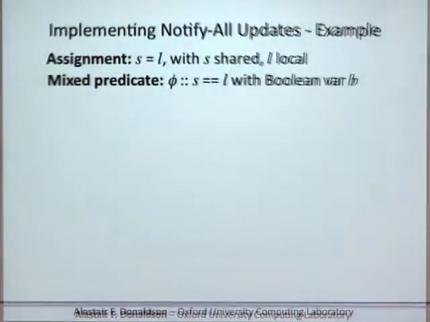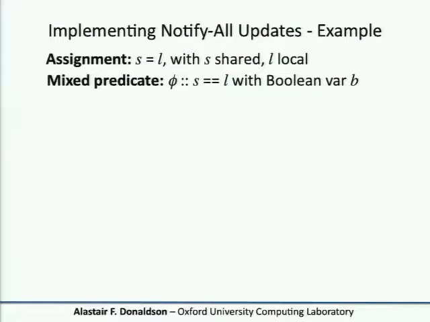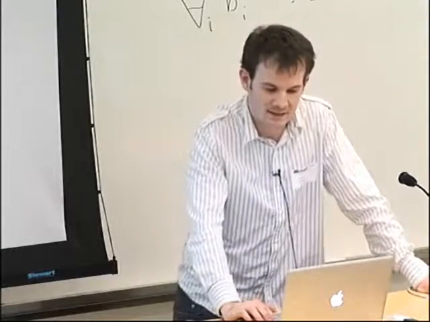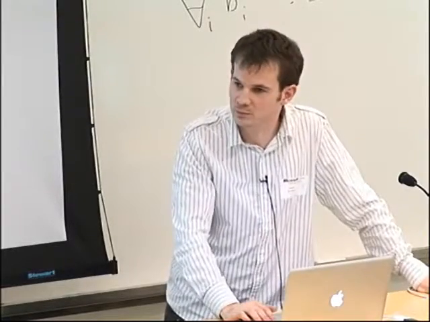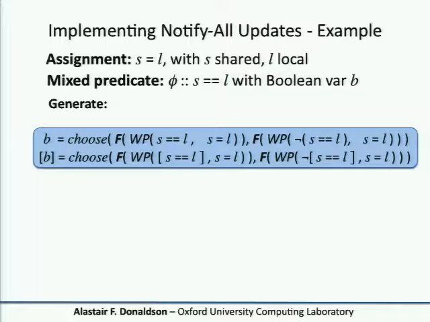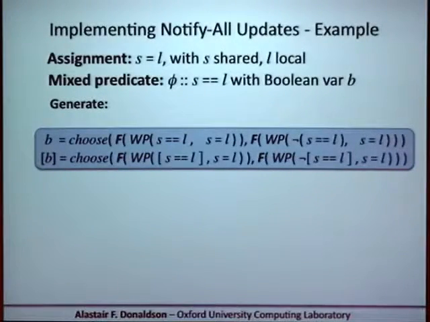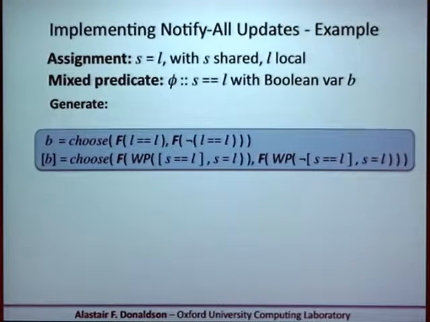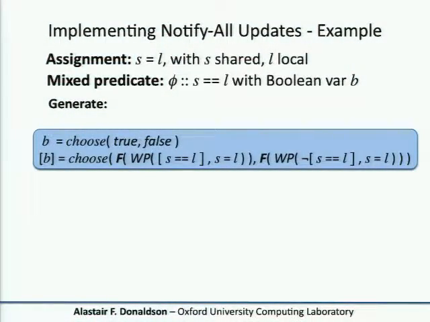So let's look at this on an example. Suppose we have this assignment, S becomes equal to L, S is shared, L is local, and we have a mixed predicate that tracks whether S and L are equal, and there's a corresponding Boolean variable B. So we generate this, okay? Don't parse this, let's simplify it. Let's look at the top line. The weakest precondition for S to be equal to L after the assignment S equals L is L being equal to L, which is true. So this turns into B equals 1, right?